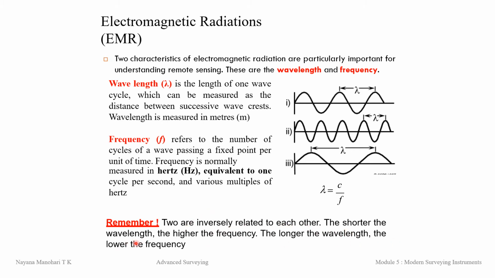The shorter the wavelength, the higher will be the frequency. That is what electromagnetic radiation is. That is a very important thing. In order to understand the concept of remote sensing, the two characteristics of electromagnetic radiation, wavelength as well as frequency, are very important.